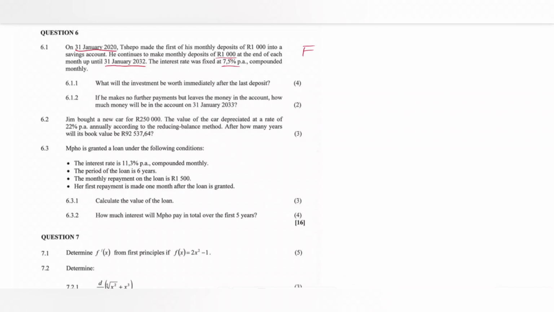If he had just deposited a lump sum of money and then let it grow, that's when we use the formula for compound interest, which is A is equal to P open bracket 1 plus i close bracket raised to the power n. But this one is making monthly deposits, so we use the future value annuity. Our formula is F is equal to x open bracket 1 plus i raised to the power n minus 1 close bracket, all over the interest rate.